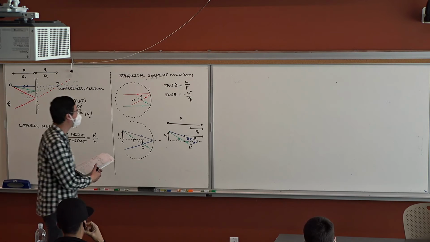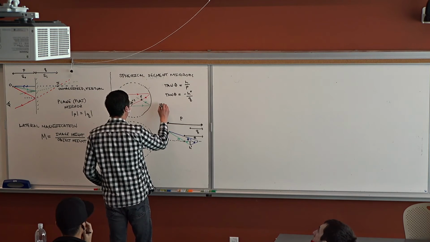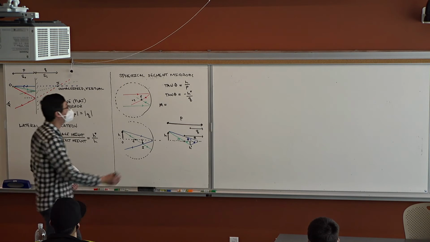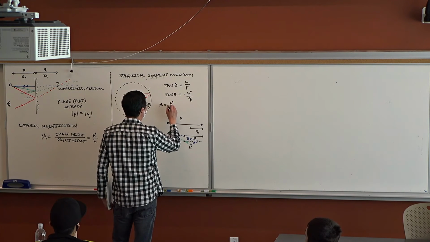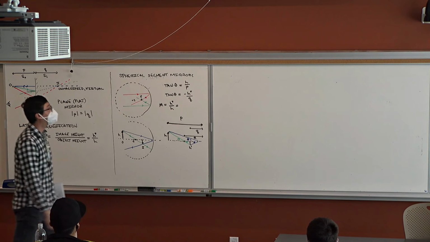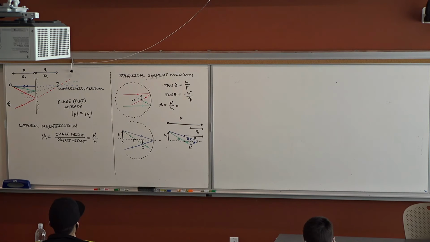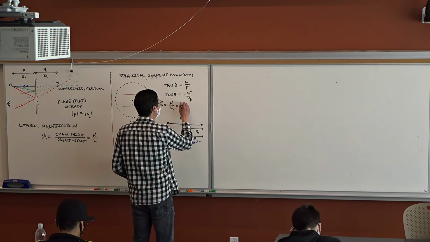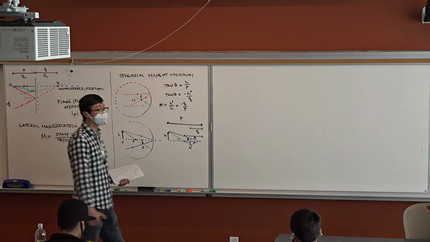So if we want lateral magnification to be H prime over H, can you help me out with that? Tangent theta Q over tangent theta P. Or I guess just Q over P. Modulo a minus sign. Yay?